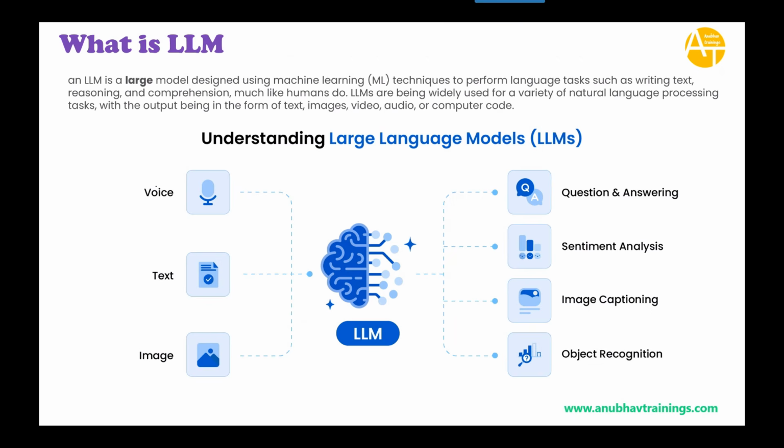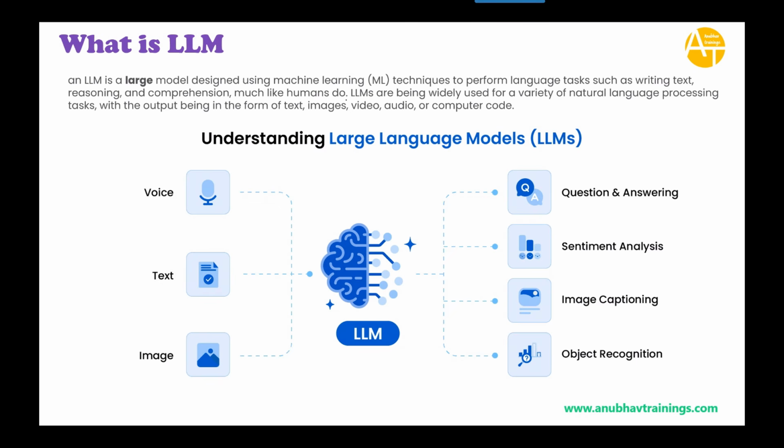So what is an LLM? LLM is a large language model, a machine learning model that is designed using the machine learning technique to perform language tasks such as writing new text, creating completely new content like generating letters, creating stories, writing poems. So such as writing text, reasoning and comprehension much like a human does. So this is what I told you, human like tasks. That's where you use deep learning. So this is where LLM comes into picture.